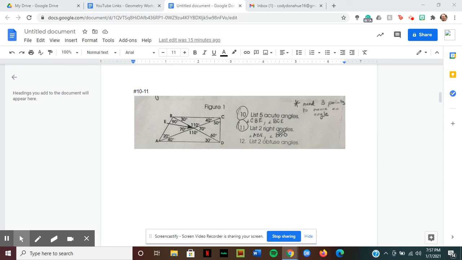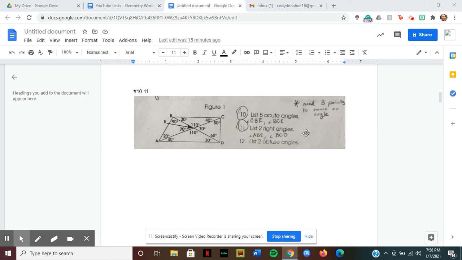And then number 11 asks me to list 2 right angles. So remember, a right angle has a degree measure of 90 degrees. We look at this picture. We do have one that is definitely 90. It says it outright. So this is angle ABE. That's how we make this angle. But we still need to figure out another one.